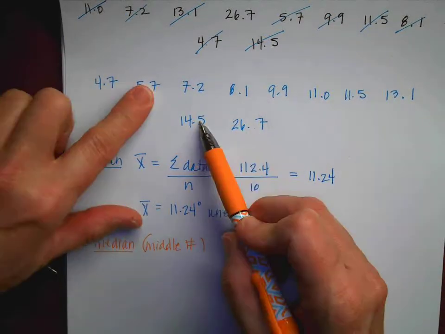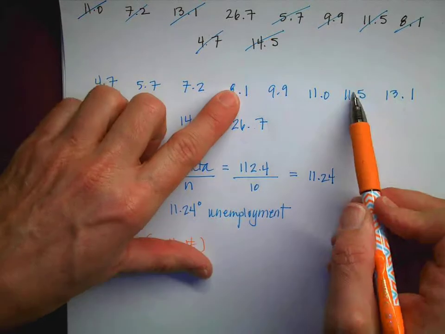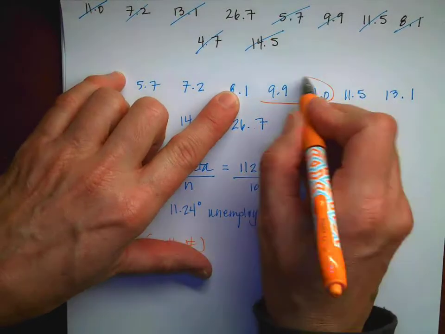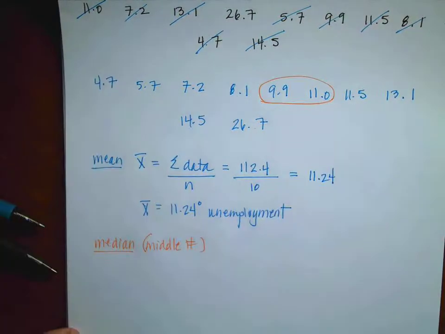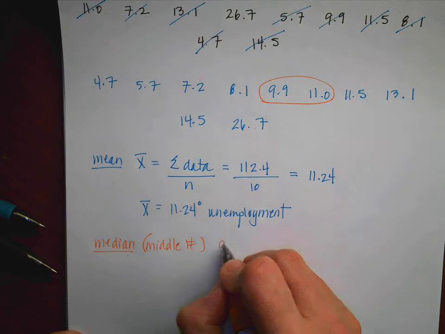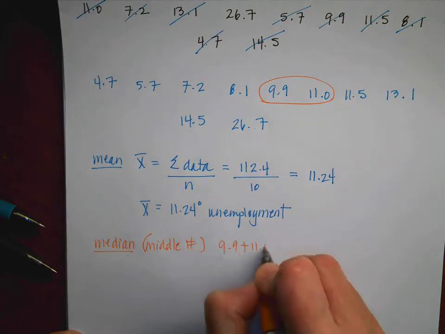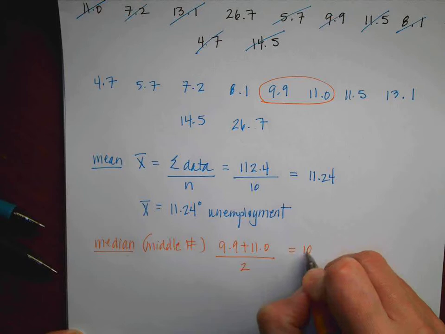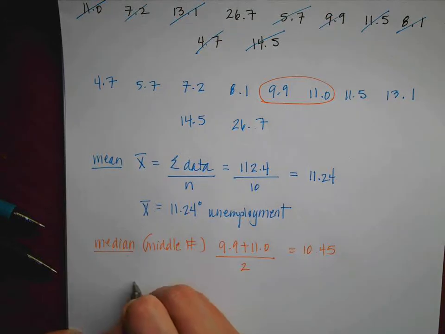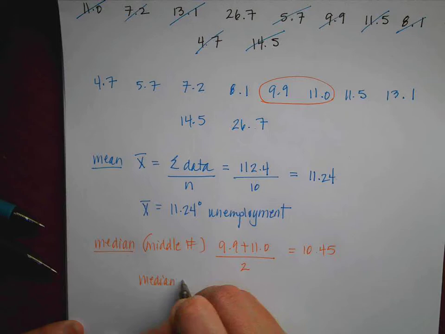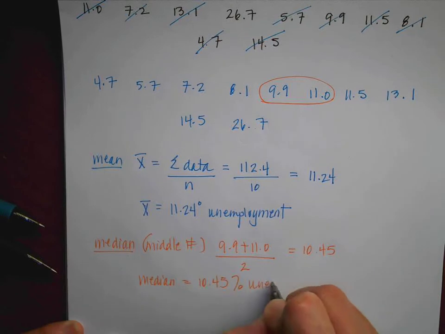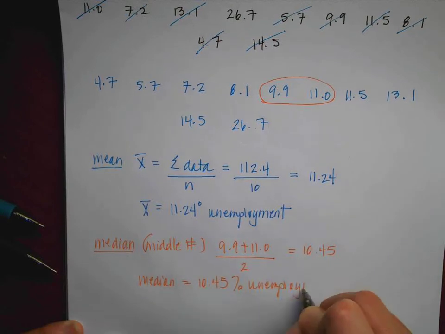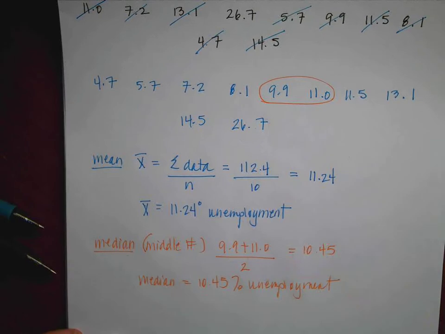Okay, so if I count from my data, here's the first one, second one, third, fourth. These are going to be my two middle numbers, so I'm going to average those two together. I'm going to do 9.9 plus 11.0, and I'm going to divide by 2, and I get 10.45. So the median is going to be 10.45% unemployment.